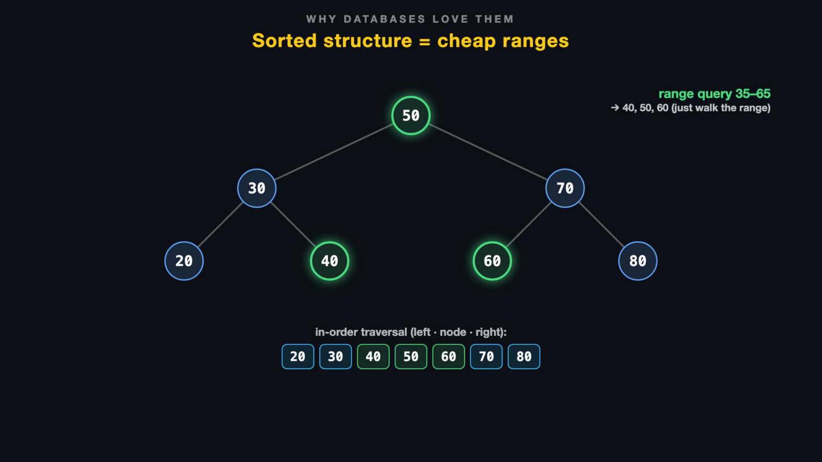That is the honest trade. Hash tables win at single lookups. Trees win when order matters, ranges, sorting, and next and previous. That is why a database index is a tree.